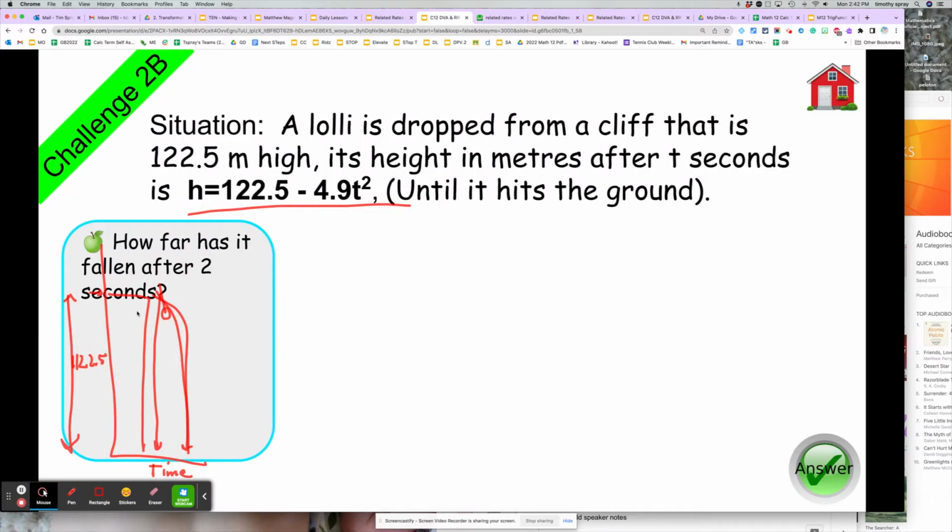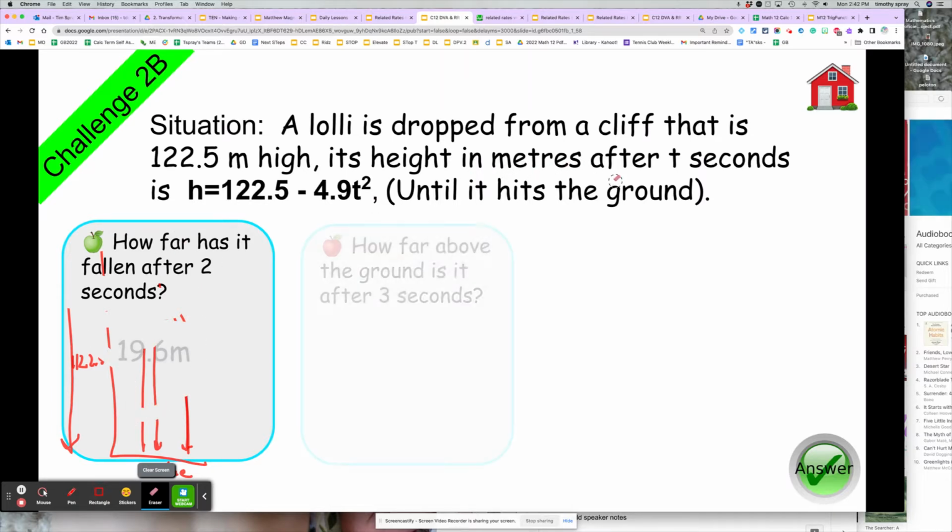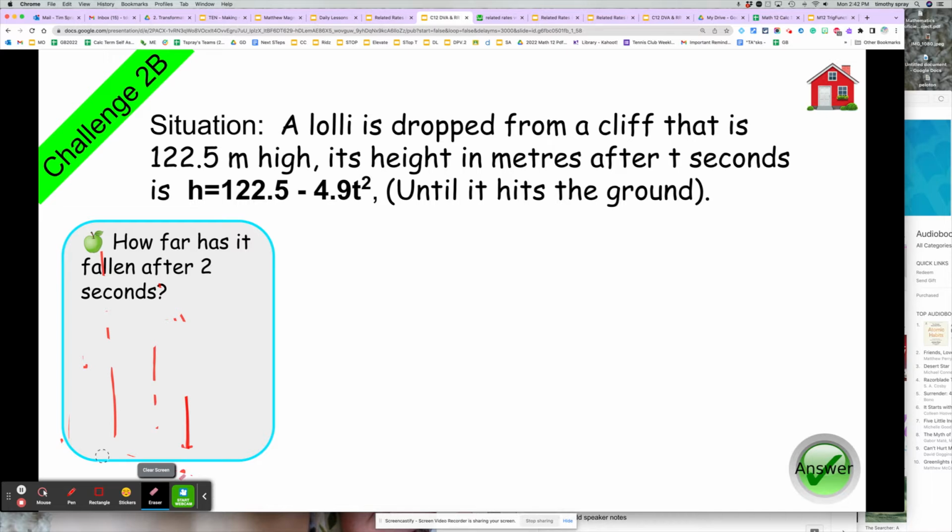Okay, so hopefully I can clear all this stuff out. Okay, so we've looked at this guy right here. A lolly is dropped off a cliff that is its height in meters. Oh, did we already do that? Oh, sorry. Okay, let me just erase this. I lost some of my erasing feature here. Oh, clear screen, that's what I was looking for.